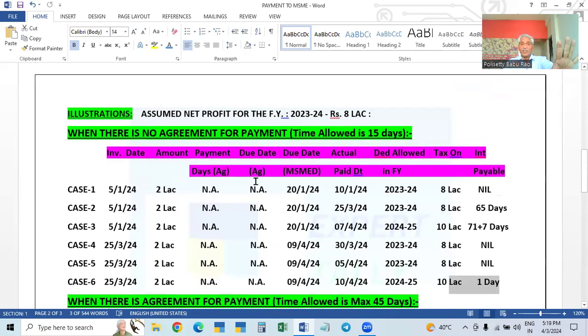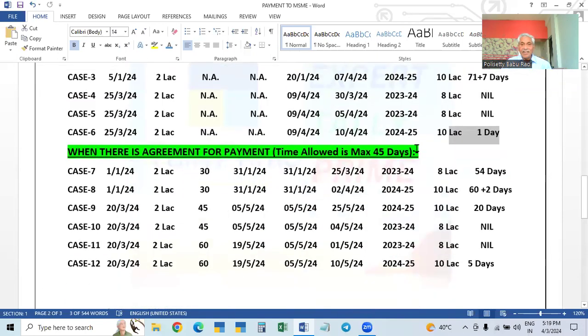Okay, this is without agreement. If there is an agreement, the maximum time allowed is 45 days. If the agreement period is less than that, that is to be taken. If it is more than 45 days, the maximum is 45.